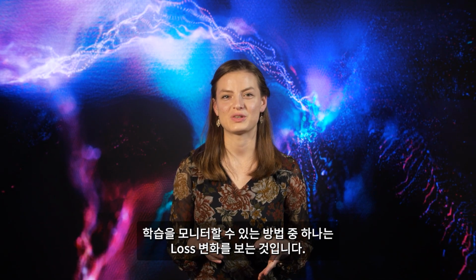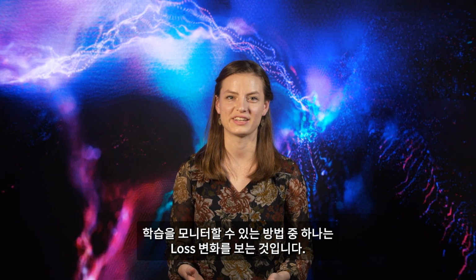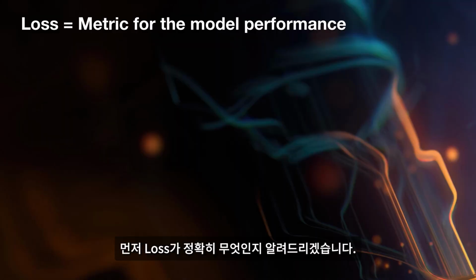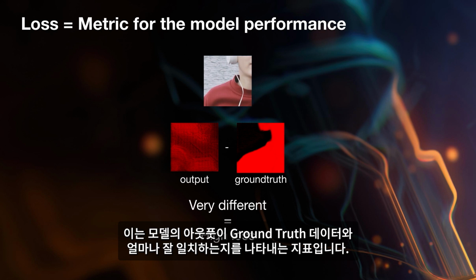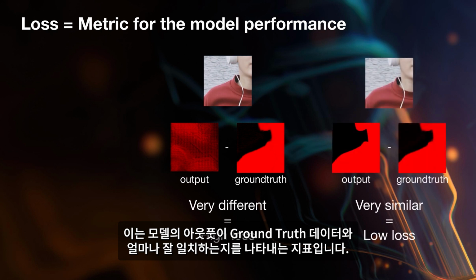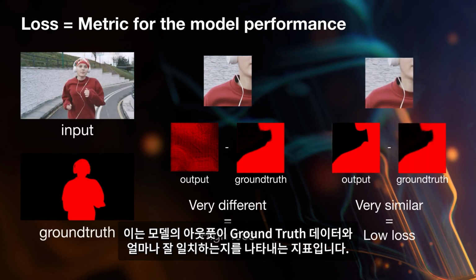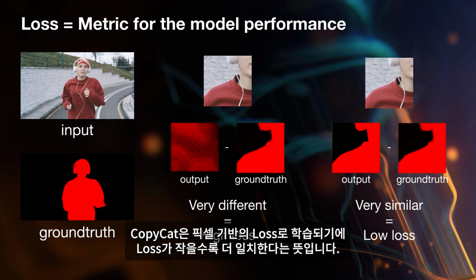One way to monitor training is to look at the loss variation. But first, what is the loss exactly? It is a metric which represents how well the model's output matches your ground truth data. CopyCat is trained with a pixel-based loss, so a lower loss indicates a better match.